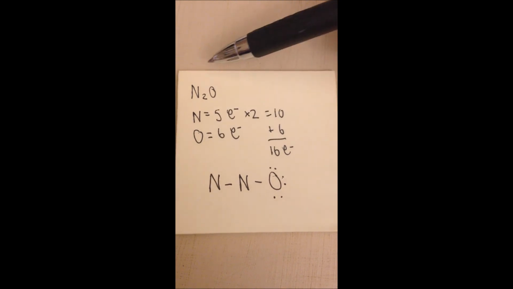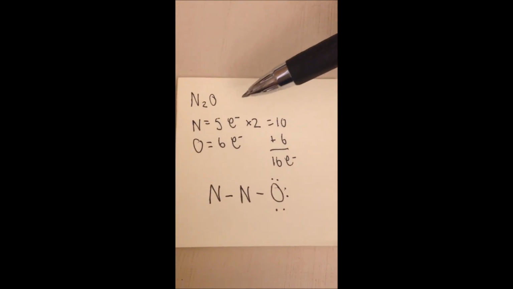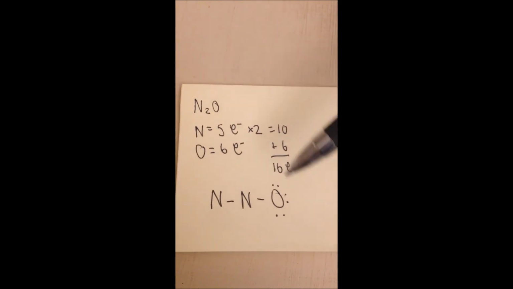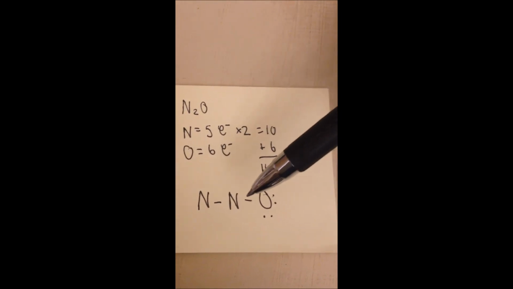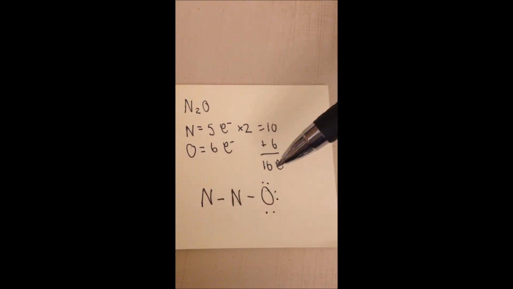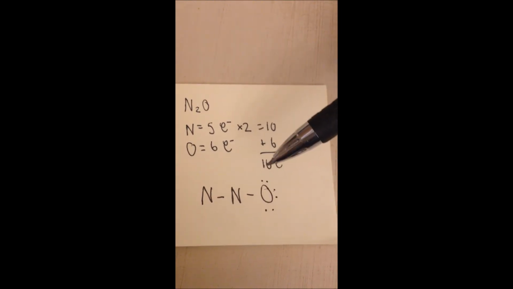Okay, so we have the nitrous oxide, and there's 2 nitrogens, so they're right here, and then 1 oxygen, and this is on that end. This is 2 electrons, 2, 4, 6, 8. So there's 8 electrons surrounding this oxygen.